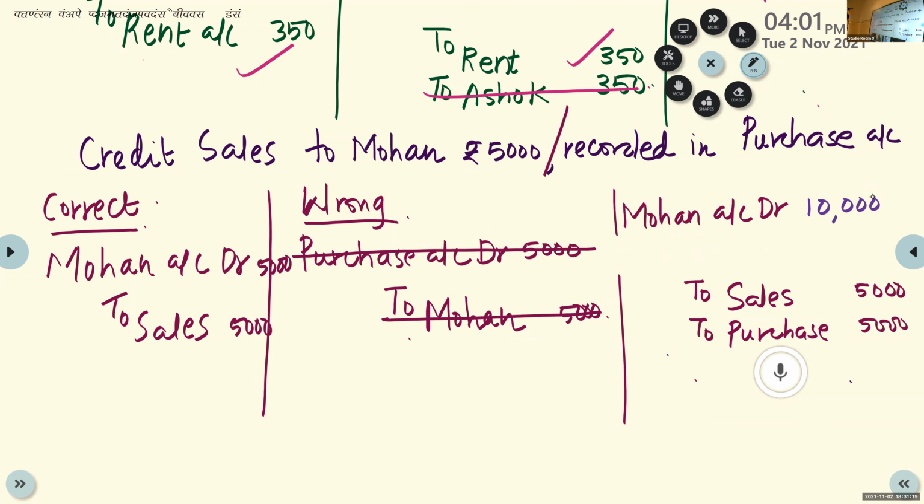Is it clear? So first of all, the wrong entry, you cancel it. Mohan account debtor 5,000 to purchase account. Then give the correct entry. Mohan account debtor to sales. So instead of writing Mohan account debtor 2 times, we will write it 1 time and the amount becomes 10,000.